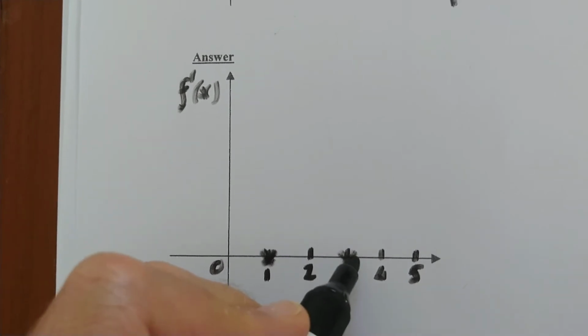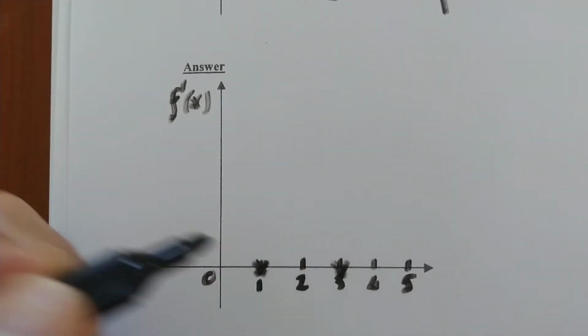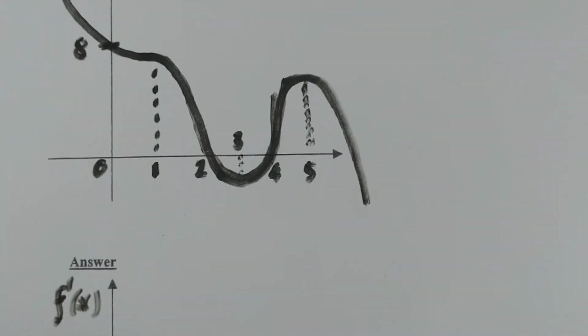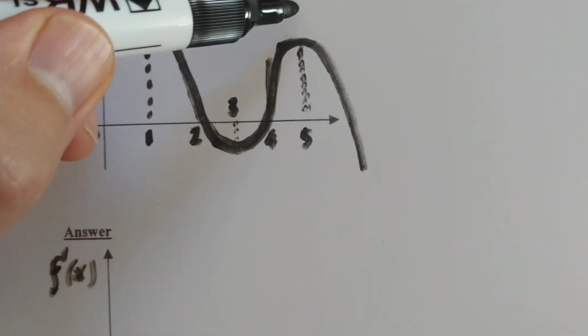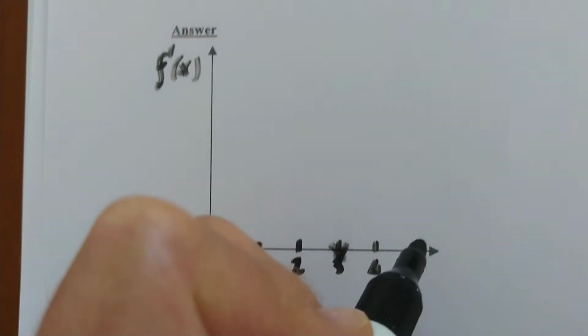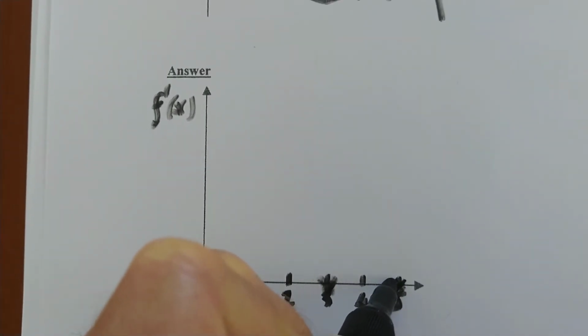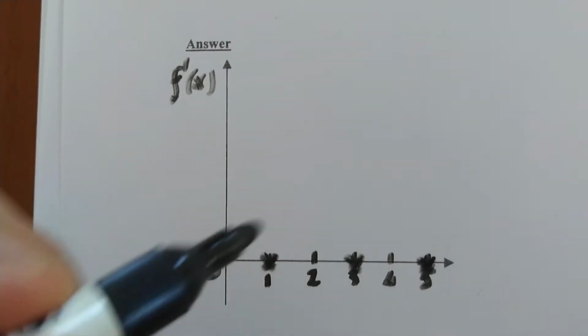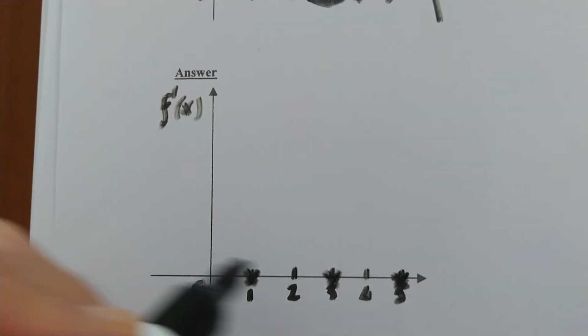So I know these 2 points must be on my graph. And there's a final stationary point here. When x is 5, the gradient is 0. So down here, these 3 points must feature on the curve that I'm going to draw down here for my derived graph.